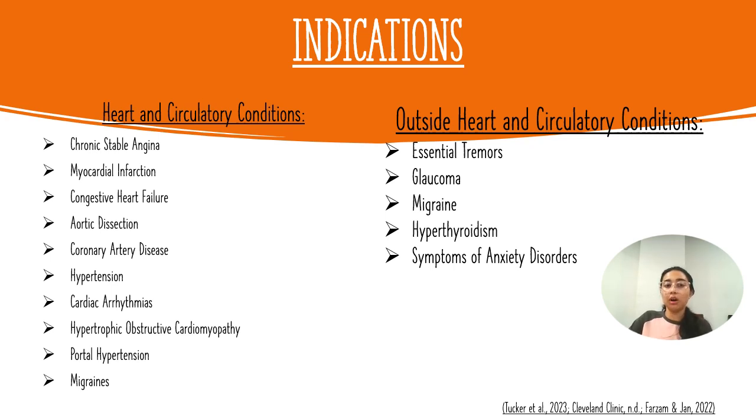So as we know, beta blockers have effects on the heart rate, cardiac output, and on the conductivity speed of the heart muscle. So these are used for heart conditions, and in glaucoma, for example, it is used to decrease the intraocular pressure. So it can be used in other places than the heart too.